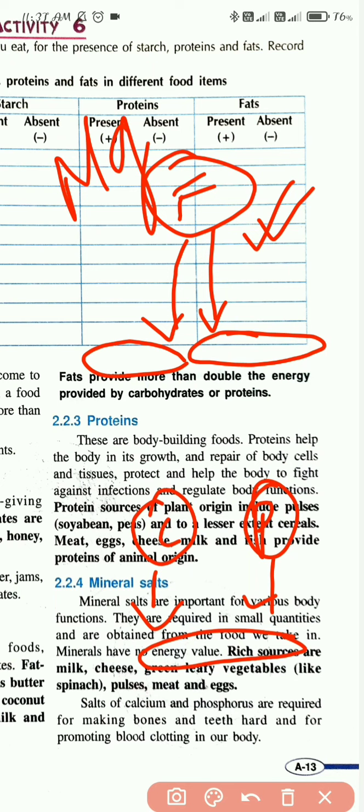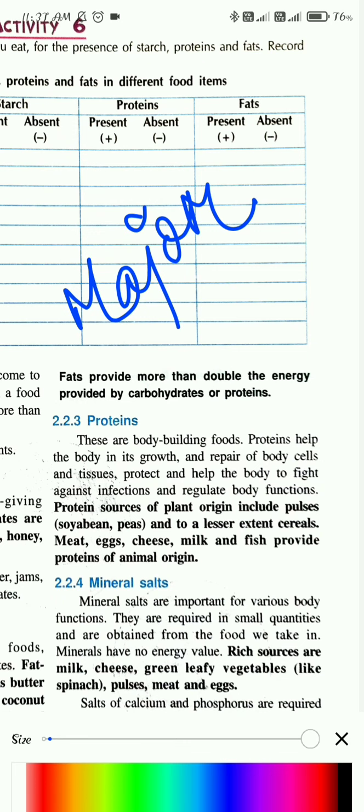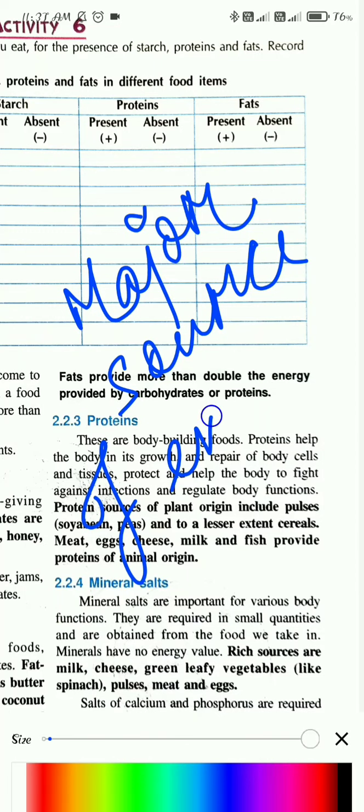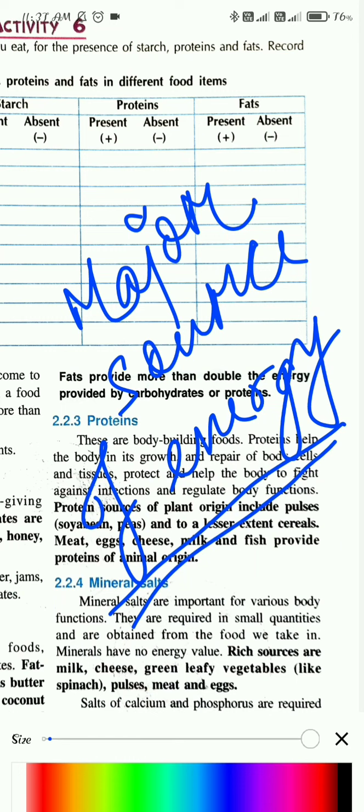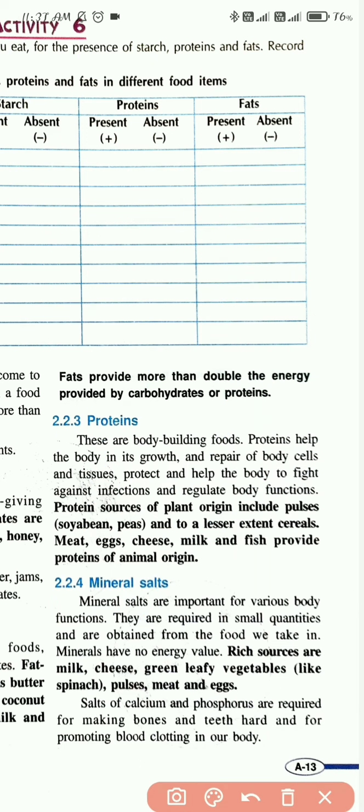So fats are the major source of energy in our body. We have come to know about fats, that they are the major source of energy in our food that gives our body. So this is about the fat.